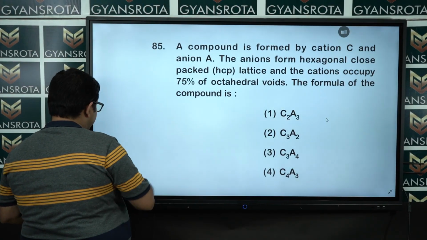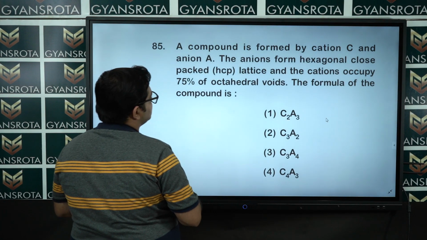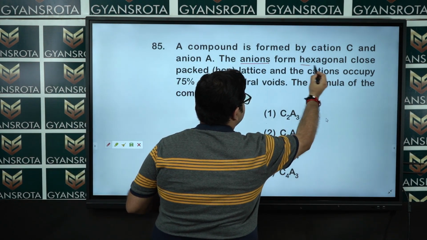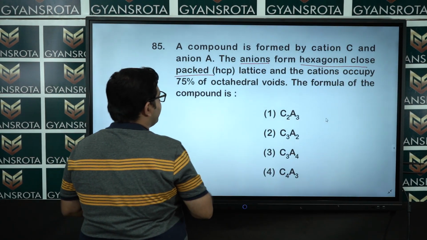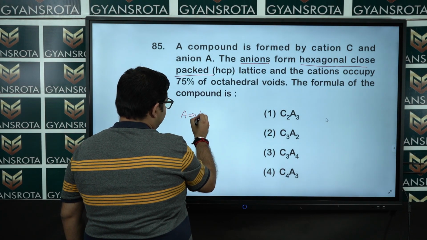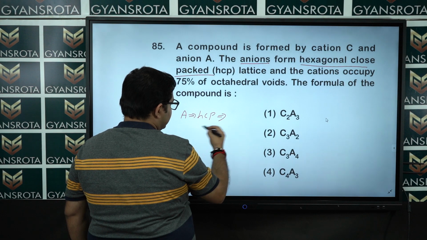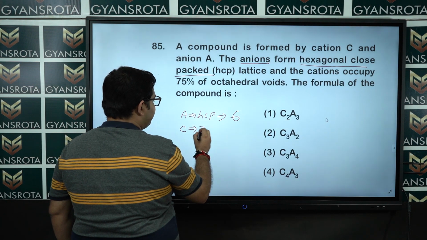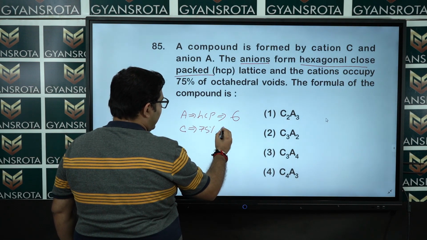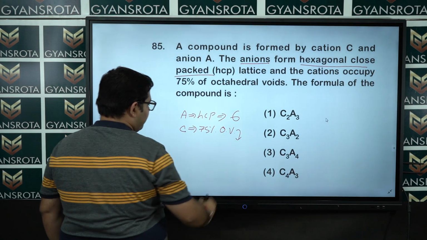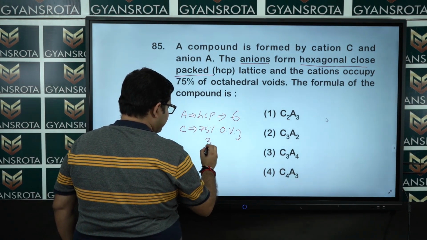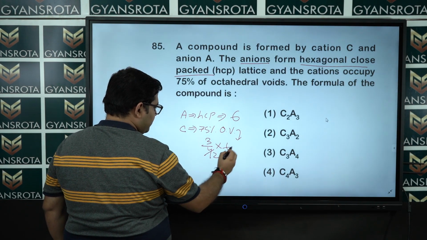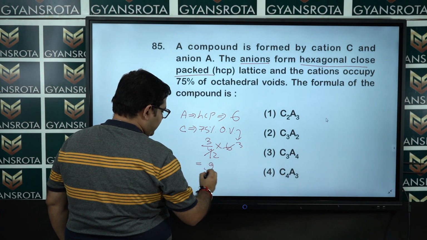So, this question basically comes from your solid state chapter of class 12 NCERT. So, if you see here, the anions are basically placed in hexagonal close pack. So, A is present in HCP. So, number of anions is 6. Now, cations occupy 75% of the octahedral voids. So, now number of cations is 75%, meaning 3 by 4, for octahedral voids it will be 6. Now, if you do 2, 3, so it will be 9 by 2.